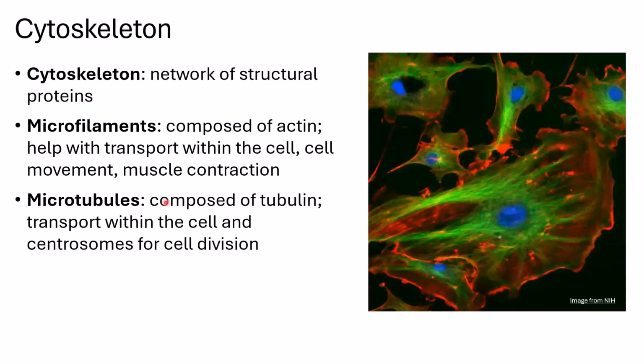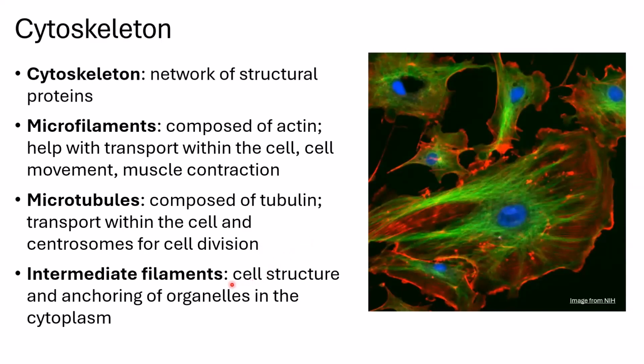The second is microtubules, which are the biggest and made of proteins called tubulin. They also help with transport within the cell, and make up centrosomes, which play an important role in cell division. They are in green in this picture, and are present more towards the inside of the cell. Intermediate filaments are mid-sized, and provide structure for the cytoplasm and anchoring of organelles in the cytoplasm. They are the most durable of the three and do not break down easily.